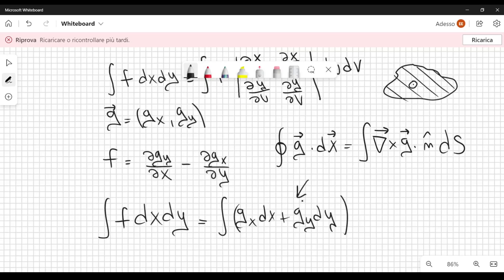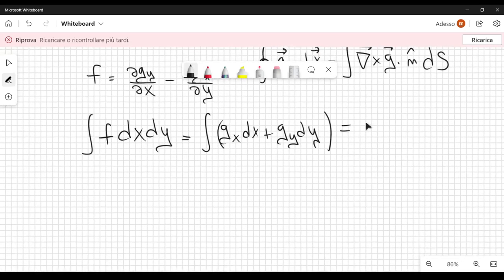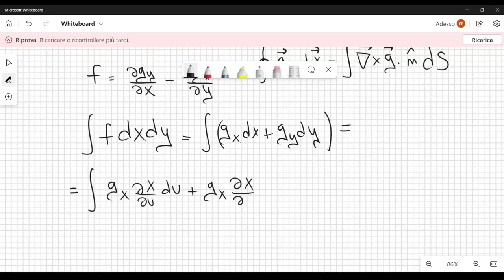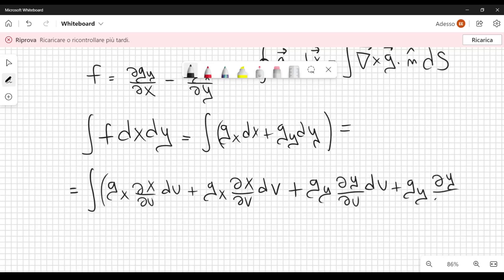So we have transformed our integral into a line integral. And now we are going to go from x, y to u and v. So we can rewrite this integral like this. Integral of gx, and now we have dx/du du plus gx dx/dv dv, because x will depend on both u and v in general. And then we have something similar for this differential element. So we have gy dy/du du plus gy dy/dv dv, like this.